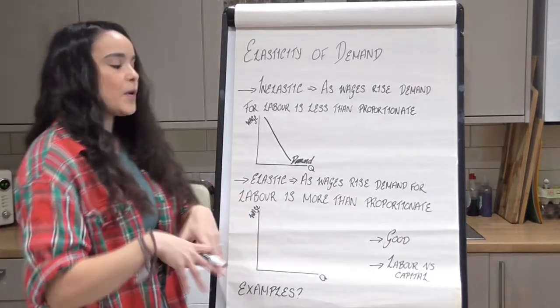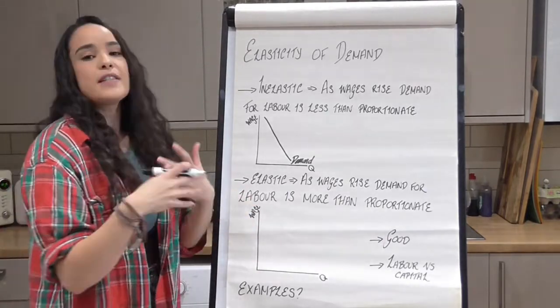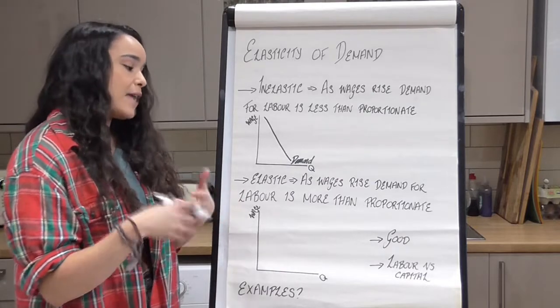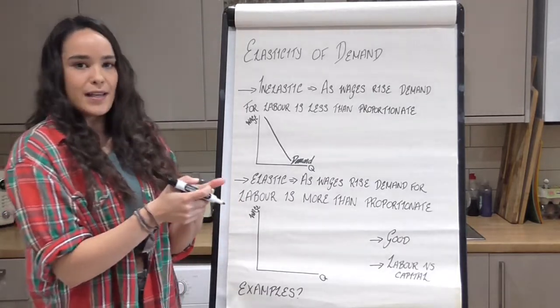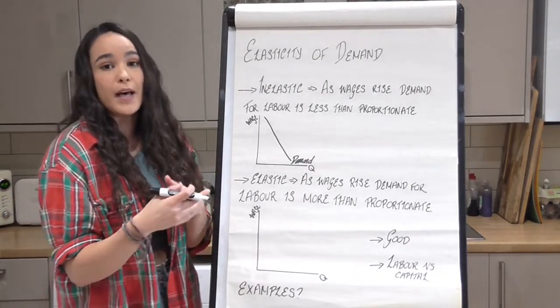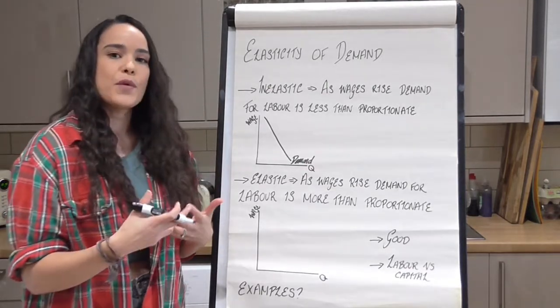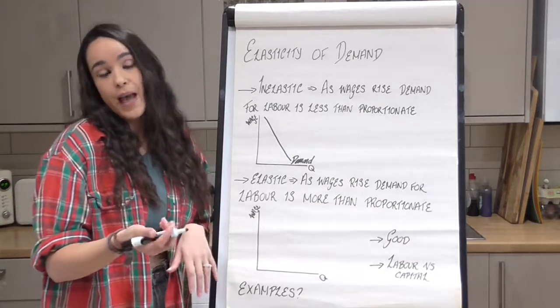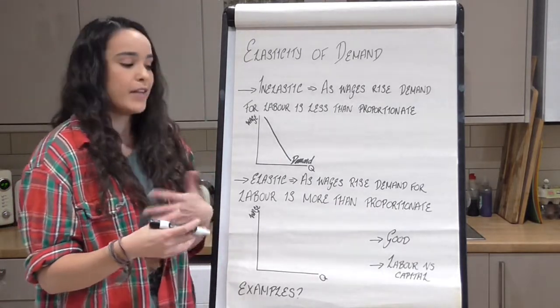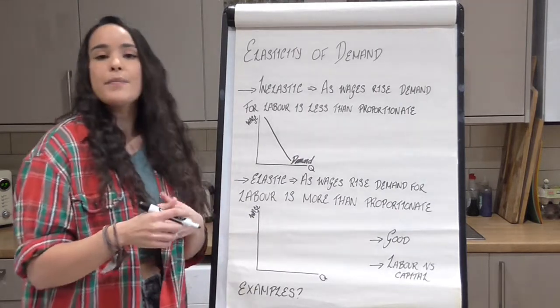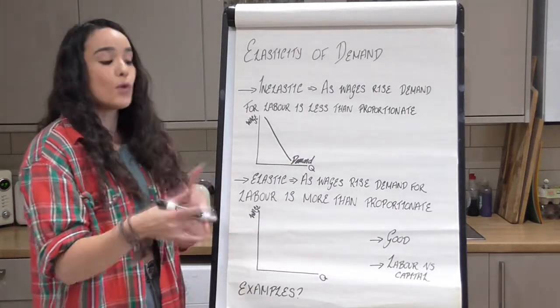If it's elastic, then when wages rise, demand for labour is going to have a more than proportionate change. So if we have a 10% increase in our labour wage, then the firm is going to switch to capital or just make do with the labour that they currently have and hope that they invest in labour productivity to a more than proportional change.